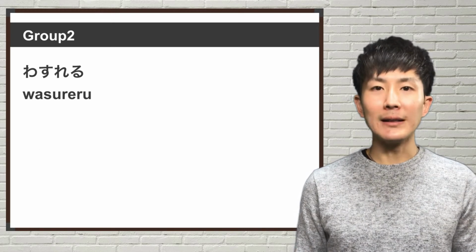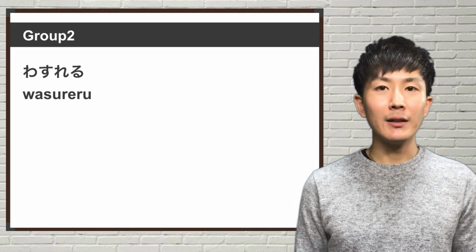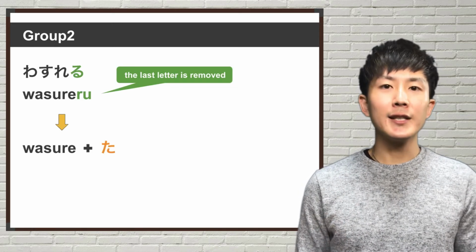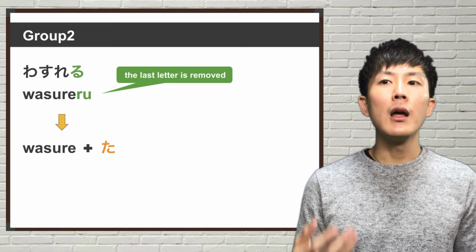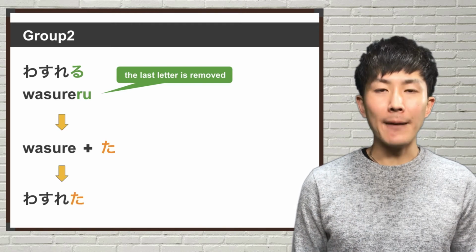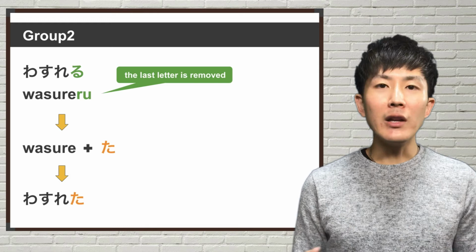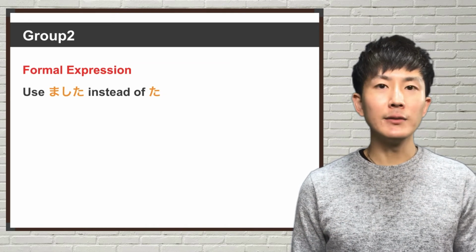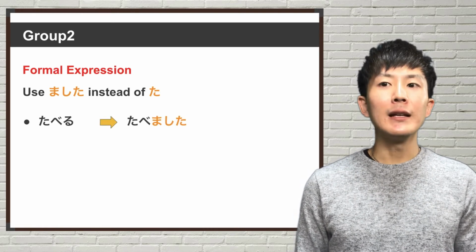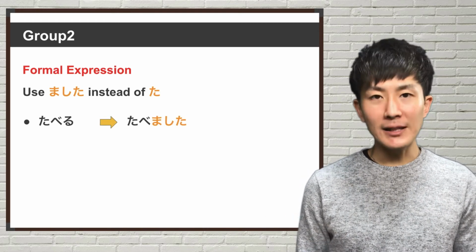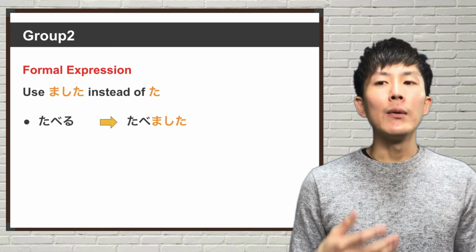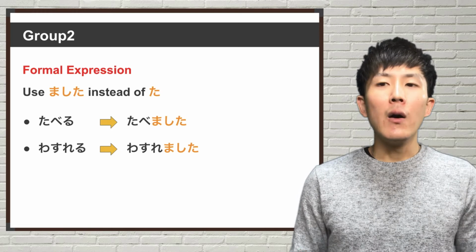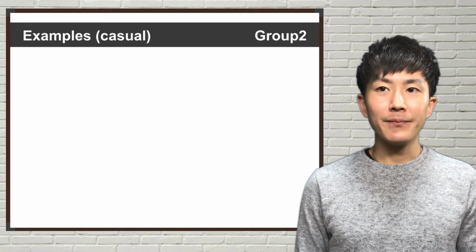Okay, let's look at another verb. 忘れる, which means forget. First, just remove the last letter. Second, attach た to the verb. So, 忘れた. I forgot it. When you make formal expressions, you just need to use ました instead of た. So you could say 食べました. I ate it. 忘れました. I forgot it.